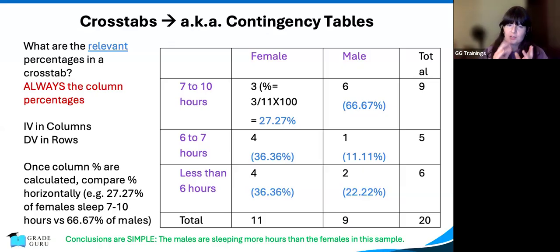I didn't put all the details here, but just so you know. Okay, so IV in columns, DV in rows. And when they ask you what are the relevant percentages in a crosstab, it's always the column percentages.